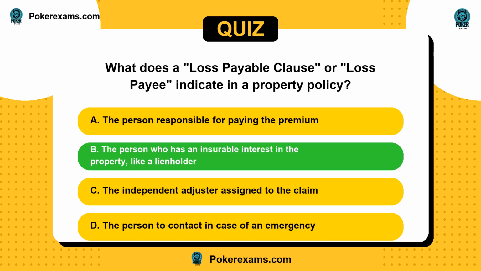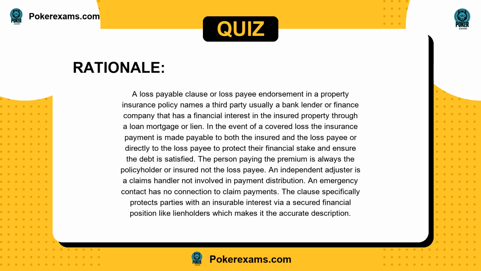The answer is B. A loss payable clause or loss payee endorsement in a property insurance policy names a third party, usually a bank, lender, or finance company, that has a financial interest in the insured property through a loan, mortgage, or lien. In the event of a covered loss, the insurance payment is made payable to both the insured and the loss payee, or directly to the loss payee, to protect their financial stake and ensure the debt is satisfied. The person paying the premium is always the policyholder or insured, not the loss payee.